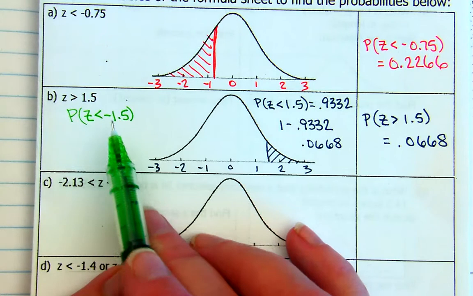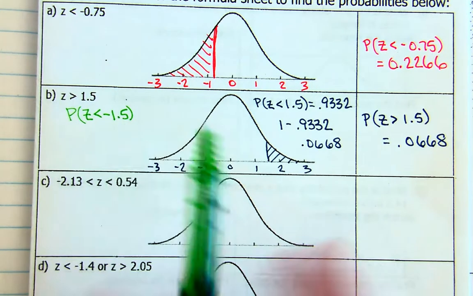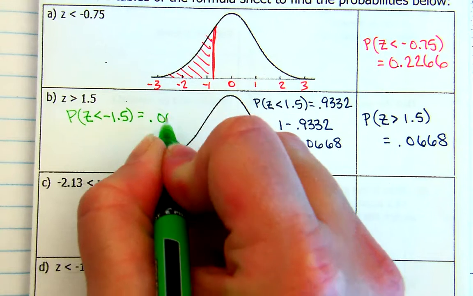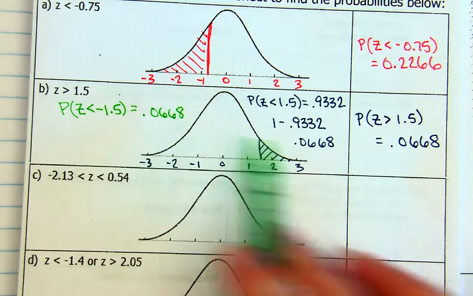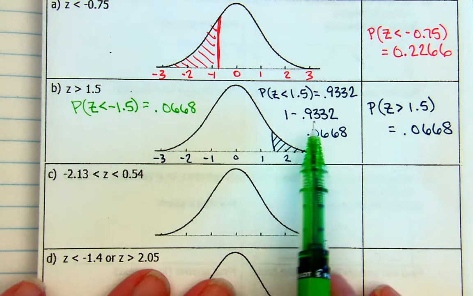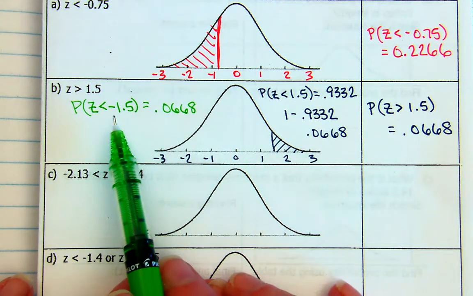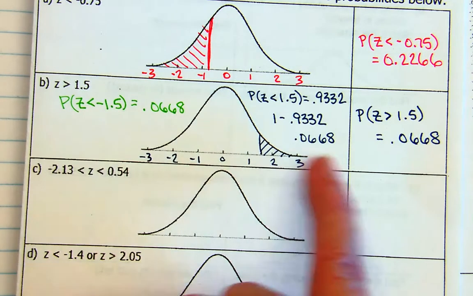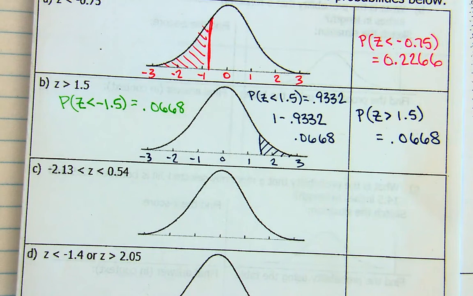If you look up negative 1.5 on your z table on page 8, you get 0.0668. It's the same. So if it makes more sense to you, if you're shading to the right, go to the negative of that z-score and look at that. That's one way of doing it, because it is perfectly symmetrical. The area on this side is the same as the area on that side.